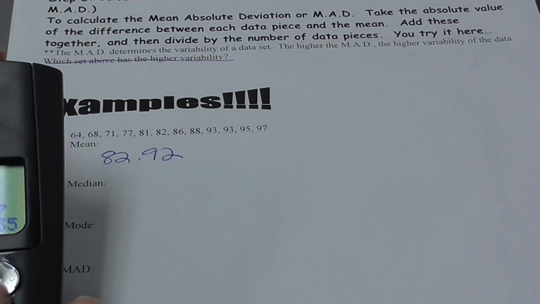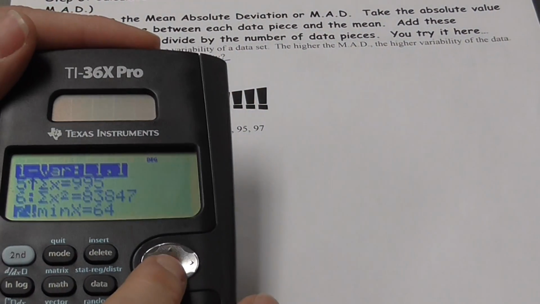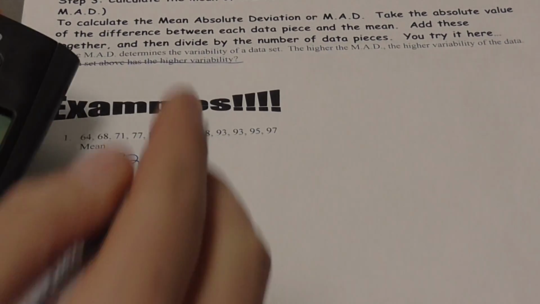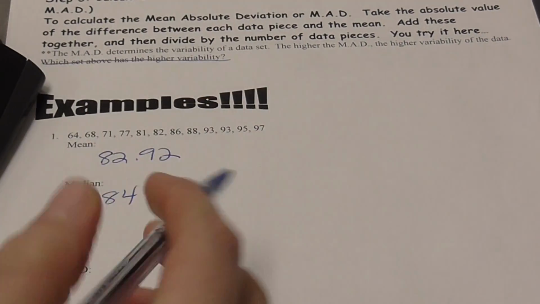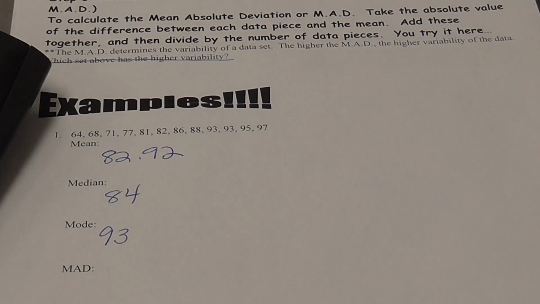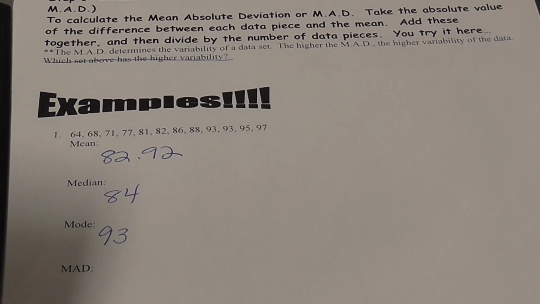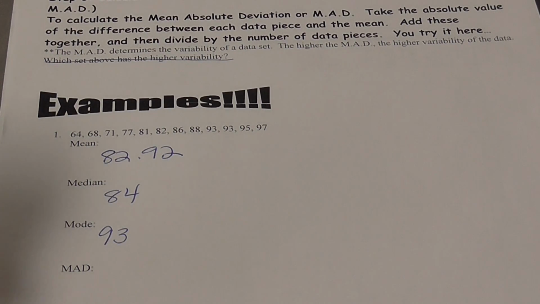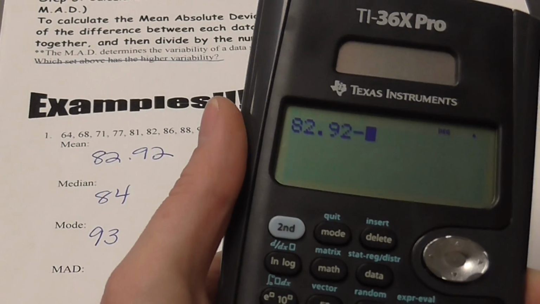While we're at it, it wants the median, so I'm just going to scroll down. Median is 84. It wants the mode. I'm going to look here and see that 93 repeats itself. Now it wants the mean absolute deviation. So I'm going to quit out of that. I'm going to take my 82.92 and subtract off each piece of data.